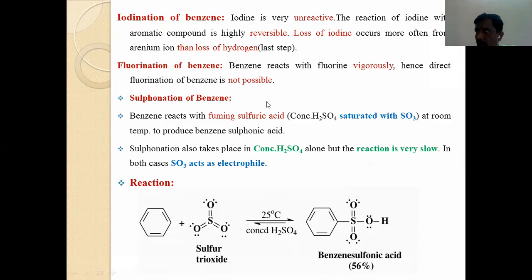First of all, I will discuss what is meant by sulfonation. Sulfonation means when the benzene molecule is reacted with fuming sulfuric acid. Now, what is meant by fuming sulfuric acid? Concentrated sulfuric acid is saturated with sulfur trioxide. Sulfur trioxide is one chemical, sulfuric acid is another. When sulfur trioxide is added to sulfuric acid, the resultant mixture is called fuming sulfuric acid. This fuming sulfuric acid reacts with benzene at room temperature to produce benzene sulfonic acid.